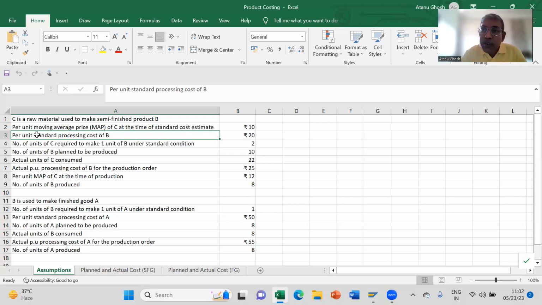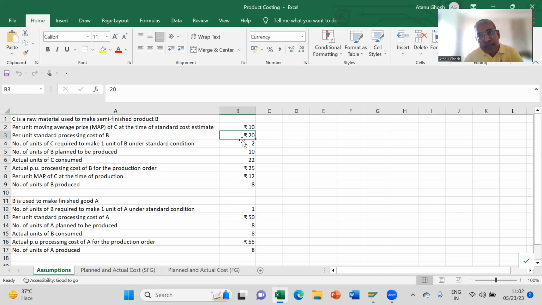However, we are not going into the process costing part of it in this particular video. We will restrict ourselves to the material cost, but in order to understand the variance, we also need to know the process. We need to give the actual process cost. So here, the per unit process cost is taken to be ₹20. This is, as I mentioned, taken from the various components of the process cost, which we are not going into in detail in this video. But the standard processing cost for 1 unit of B is taken to be ₹20. Now, 1 unit of B requires 2 units of C to be made.